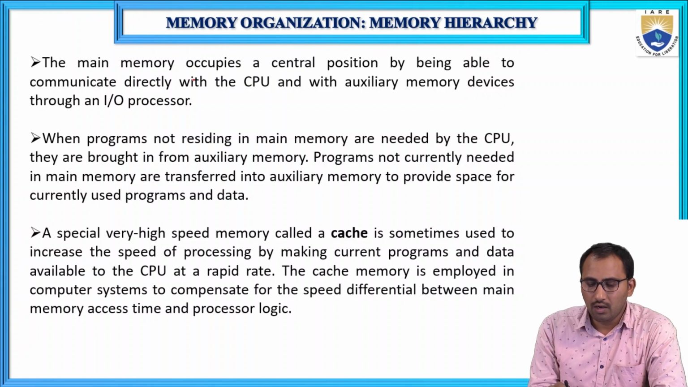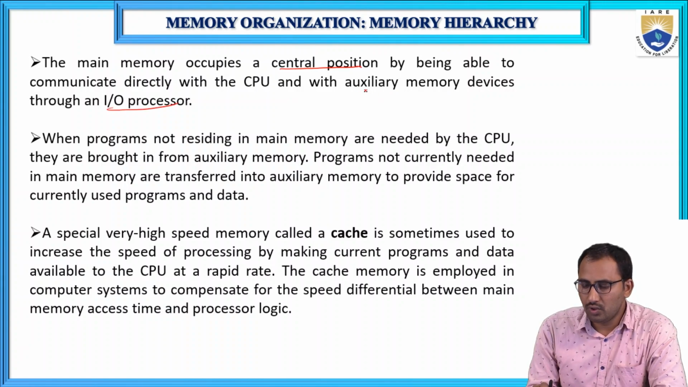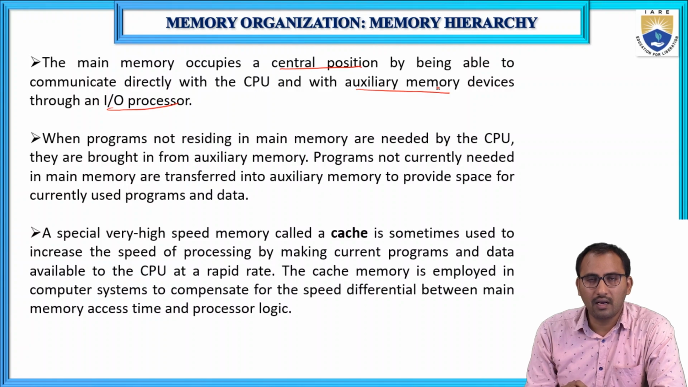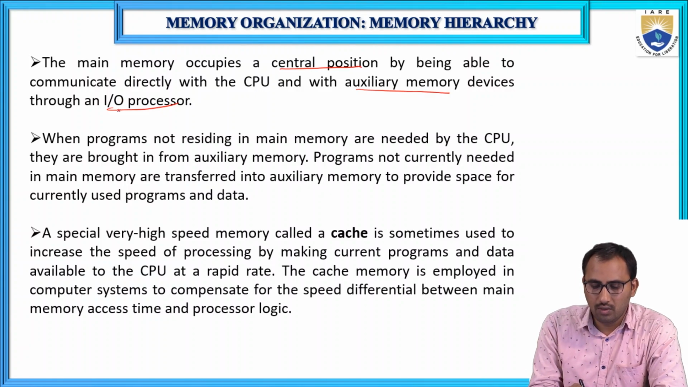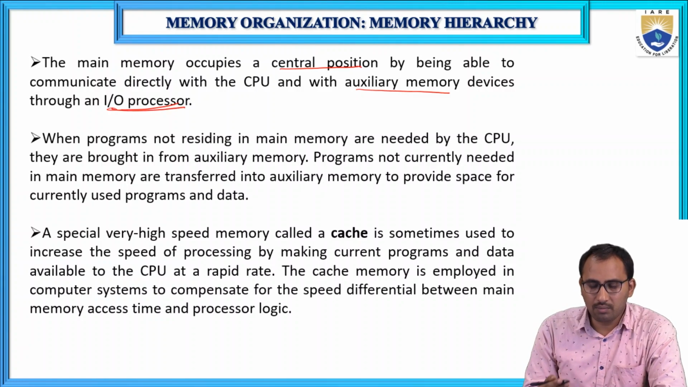The main memory occupies a central position by being able to communicate directly with the CPU and auxiliary memory devices through an IO processor. We have already seen that auxiliary memory devices do not communicate directly with the CPU, because they communicate through the IO processor. The IO processor performs the operations related to input and output devices, like reading data from the device or sending data to the device.